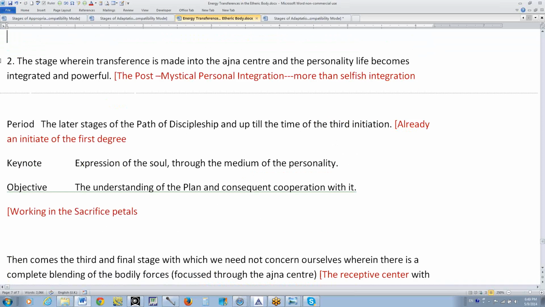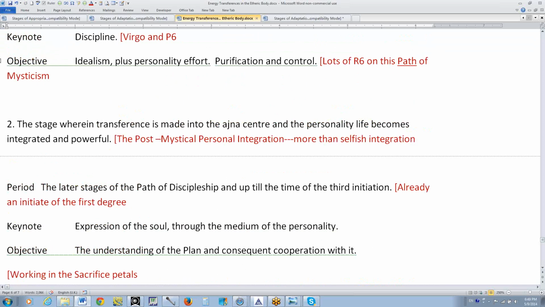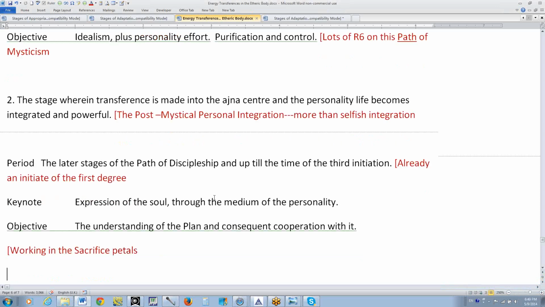See, we discussed that earlier rising, did we not? Yes, the stage when transference is made into the ajna center and the personality life becomes integrated and powerful. So there are various centers that are coordinated by the ajna center, but it's not the same as the full power of the Kundalini surging upward and being centralized in the ajna center, which then transfers it to the highest head center. There's some amazing stuff here.